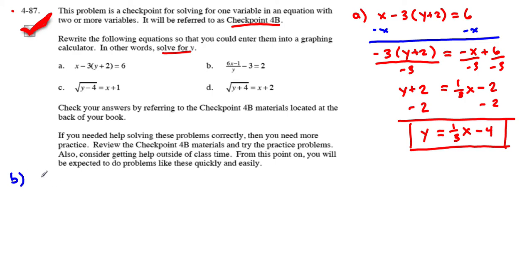So letter B. We have 6x minus 1 all over y minus 3 equals 2. Once again, we're solving for y. Right now, y is located down here in the denominator. What I'm going to do here is I have a constant on this side, and there's a constant on this side. So I'm going to add my 3 to both sides.